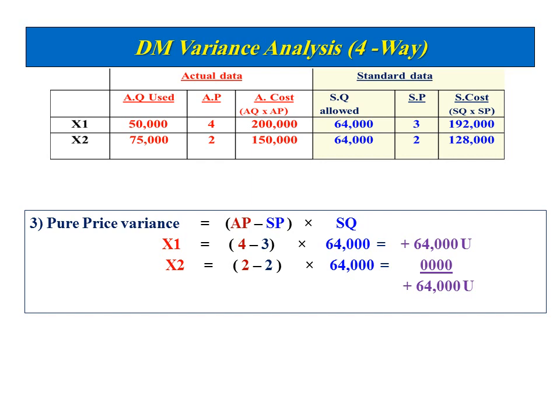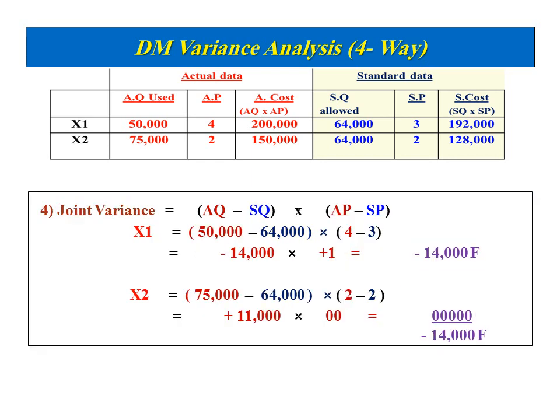The last variance, if I speak about four-way for direct material, is joint variance. Again, joint variance is, yes, the difference between quantities times the difference between prices, or delta quantity times delta price. For x1, the difference between quantities will equal negative 14. The difference between prices will equal positive 1. So here negative 14 favorable.